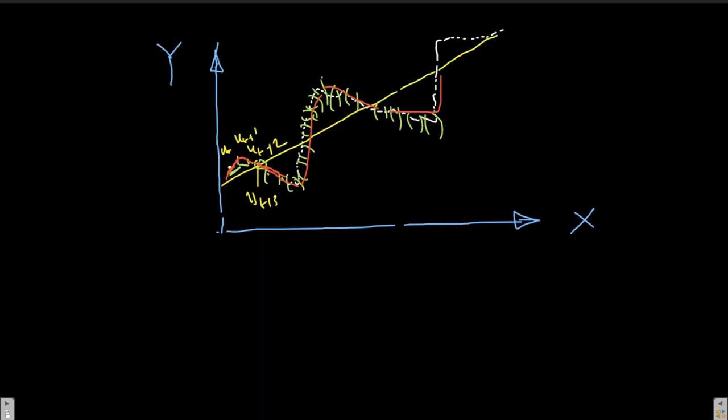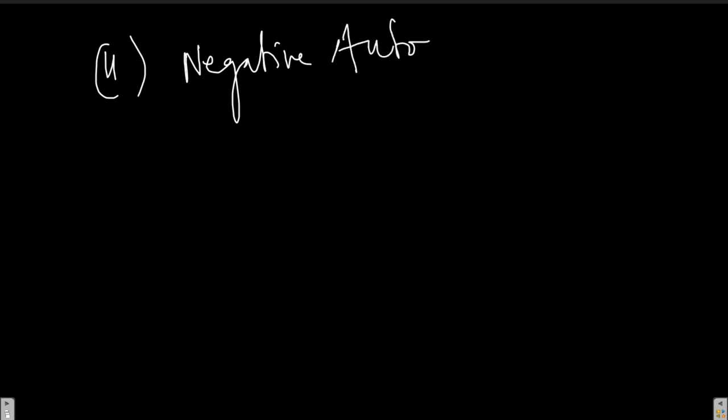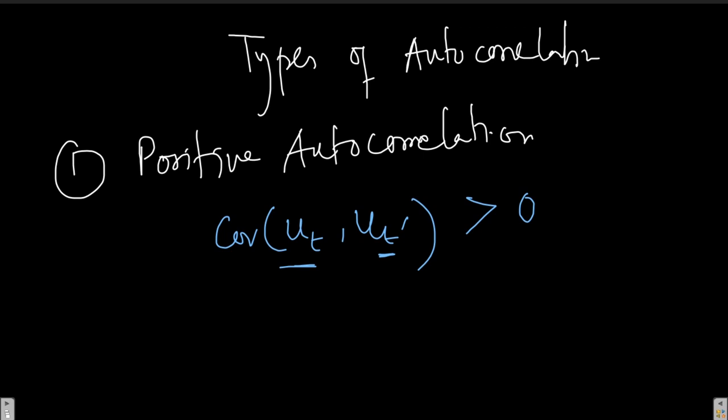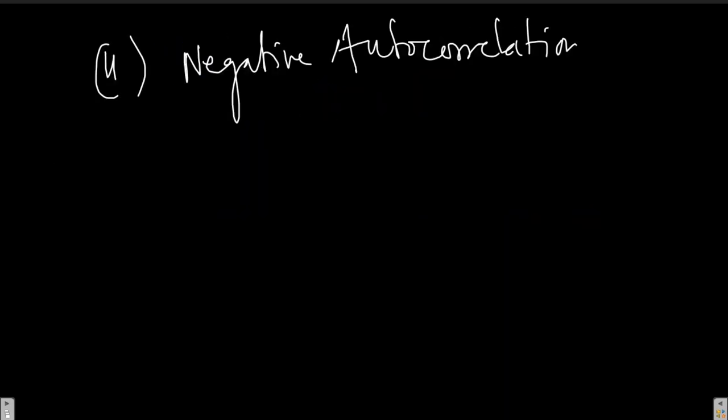Now let us talk about negative autocorrelation, the other type of autocorrelation. And what is negative autocorrelation? In the case of negative autocorrelation, we will have the covariance of ut and ut plus 1, or ut minus 1, it doesn't matter, is less than 0.